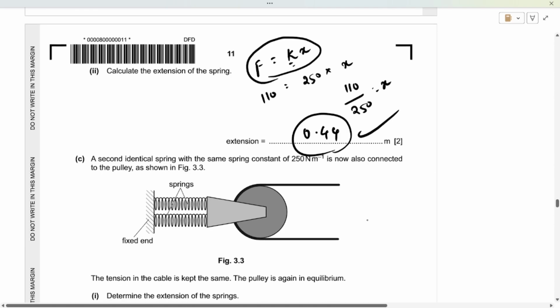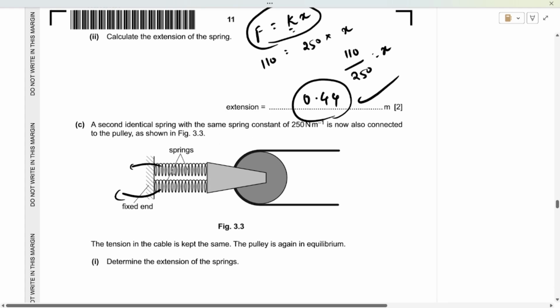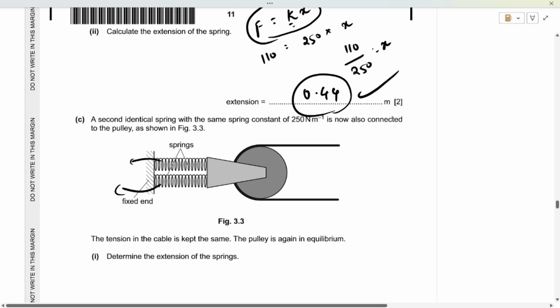Okay. Then the question: a second identical spring with the same spring constant. We are going to add another spring, so two springs are being added. The tension in the cable is kept the same. The tension is going to be the same. The pulley is again in equilibrium. Now we need to determine the tension and the spring constant.